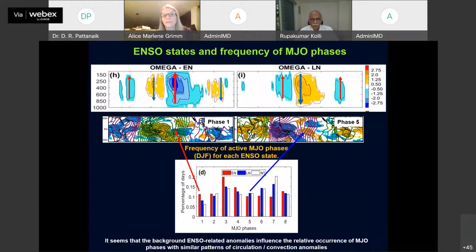On the other hand, phase five, which is relatively more frequent in La Niña, displays opposite common features with La Niña.